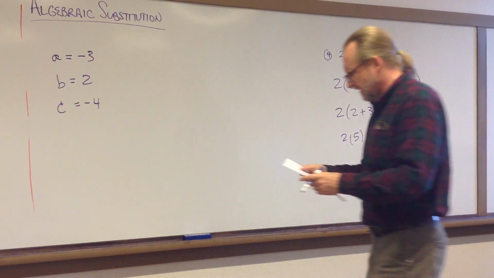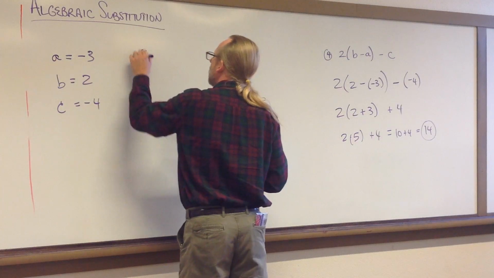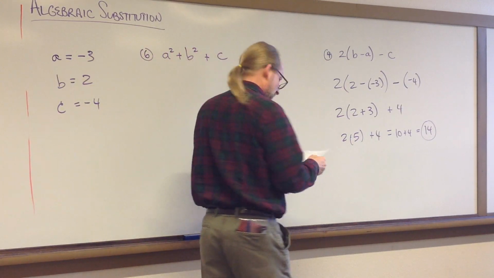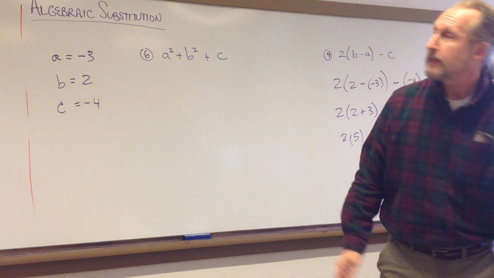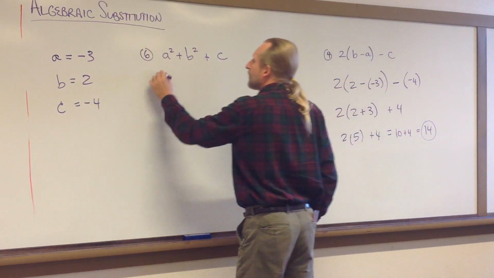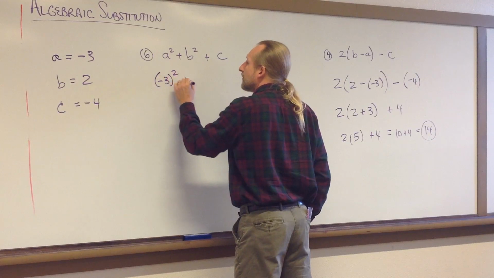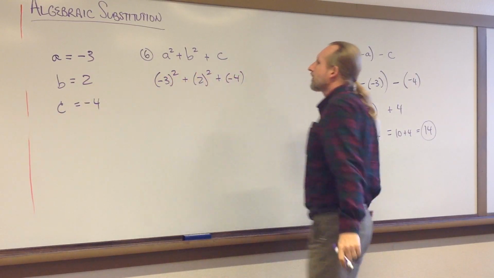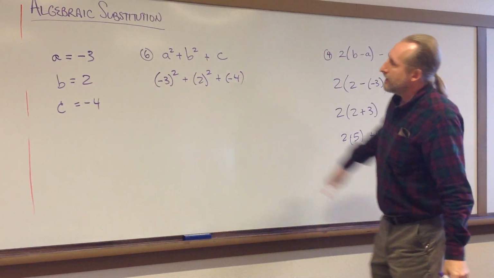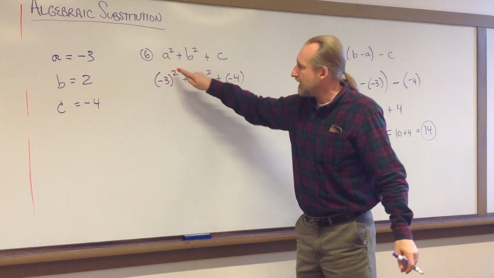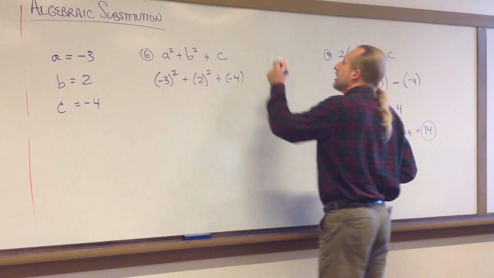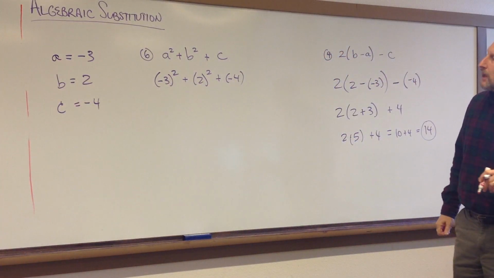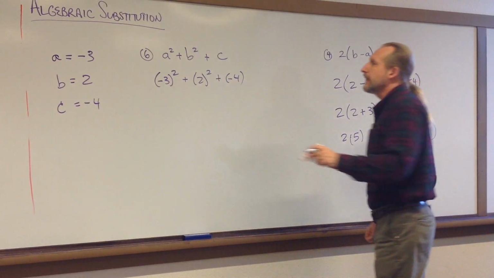Well, let's do problem 6. A squared plus B squared plus C. And again, I'll start out by plugging in the values for each of these variables. Okay. Now notice that I wrote this -3 in parentheses squared. And I think we talked about this when we were talking about multiplying or squaring negative numbers, right?